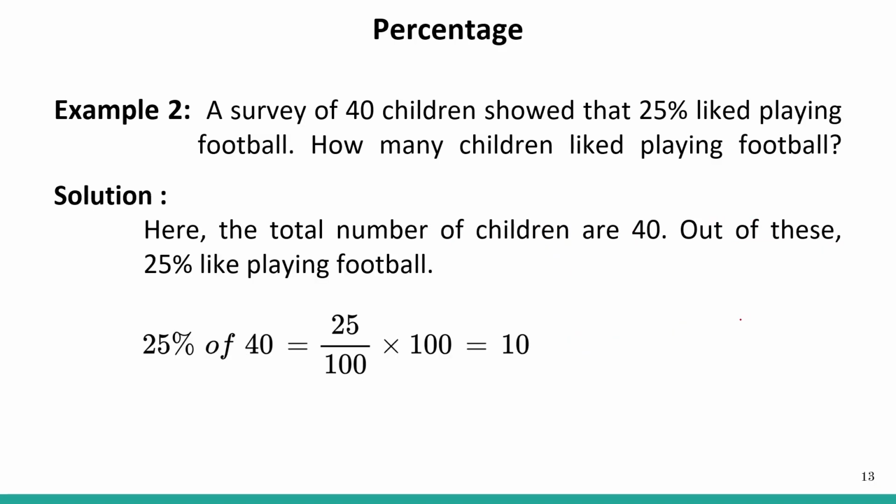Okay, so let's see the solution. Here the total number of children is 40. Out of these, 25% like playing football. So 25% of 40 is equal to 25 by 100 into 40. I think there is a typo here, it should be 40. So 1 by 4 into 40 will be 10. 10 is the correct answer. This is written wrongly here, so this will be 40 and the answer will be 10.